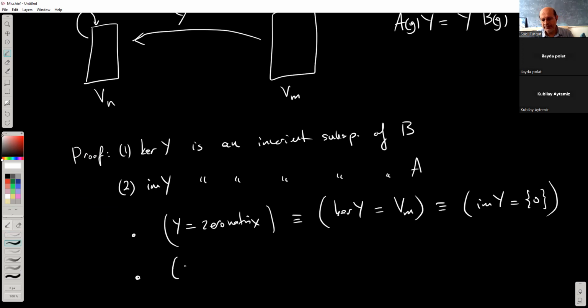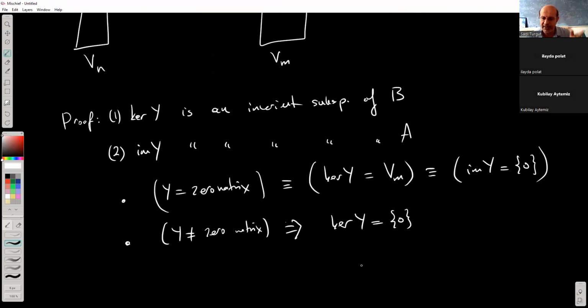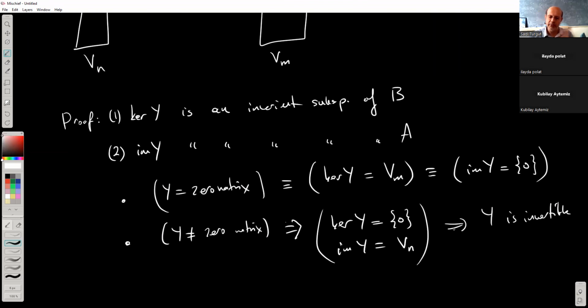So in that case, if Y is not the zero matrix, then this is not true. So this implies that the kernel of Y is the zero subspace, which means that this is not invertible yet, but it's one-to-one. And the image of Y is the full space, so it covers the full space. Both of them should be true, so this implies that Y is invertible. Okay, so when it's invertible, then we can do the rest.